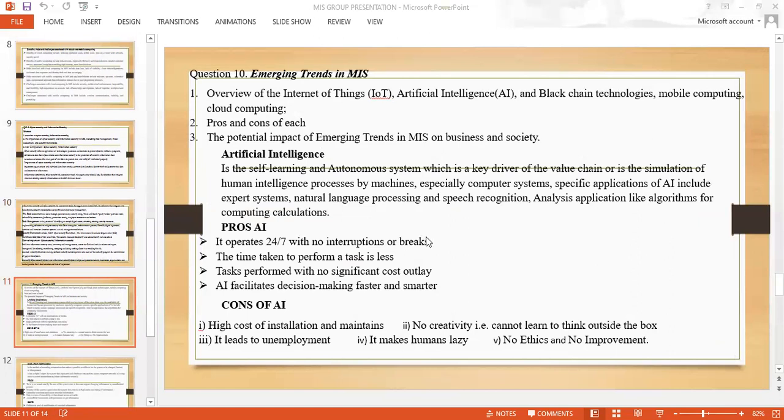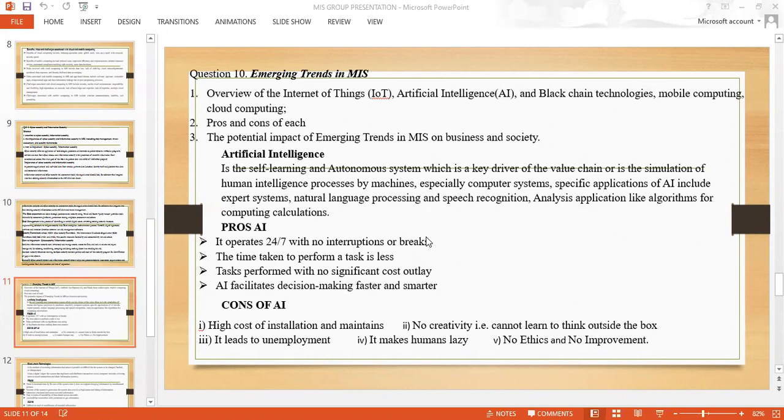Kennedy Onyango, taking question 10, emerging trends in MIS. Those are artificial intelligence, blockchain technology, mobile computing, and cloud computing. Artificial intelligence is a self-learning and autonomous system, which is a key driver of the value chain. It is a simulation of human intelligence processes by machines, especially computer systems and expert systems.